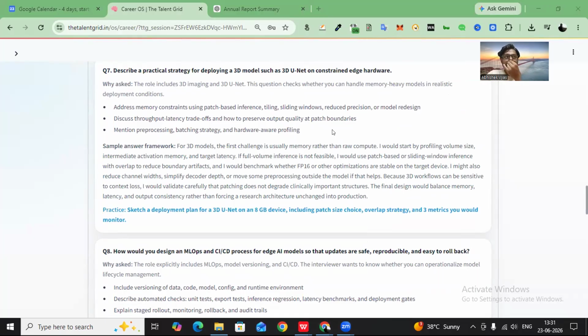Describe a practical strategy for deploying a 3D model such as 3D U-Net on constrained edge hardware. Okay. My voice is clear, sir, right?